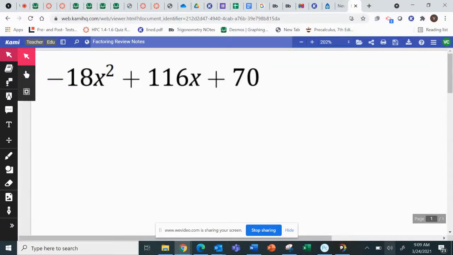Hello, here's a quick review on factoring. This would be to go with our day 3 worksheet factoring review.